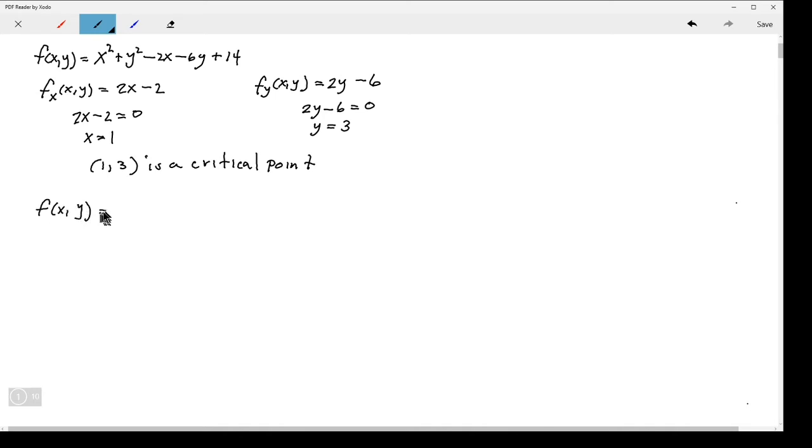F(x,y), when I complete the square, is going to be (x minus 1) squared plus (y minus 3) squared plus 4. All right, so just remember half the middle term squared, add it and subtract it. Again, if you need that in detail, we can talk about it on Thursday.